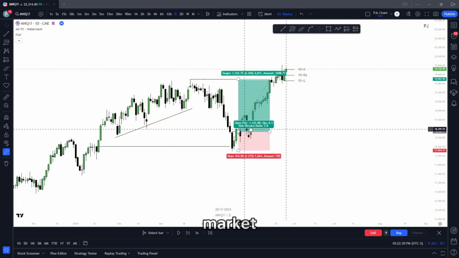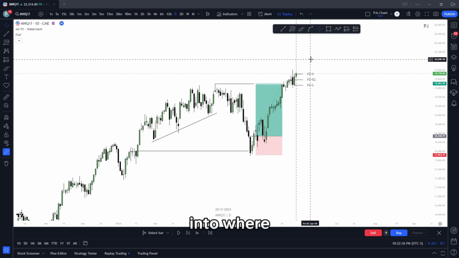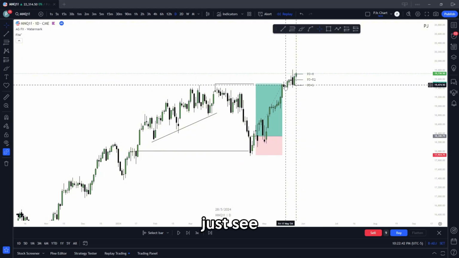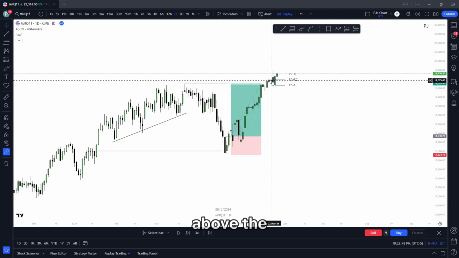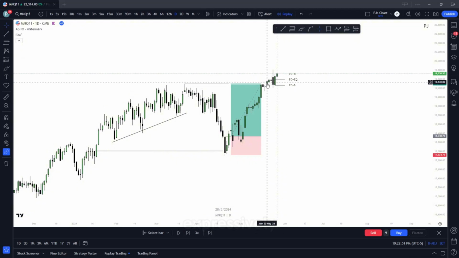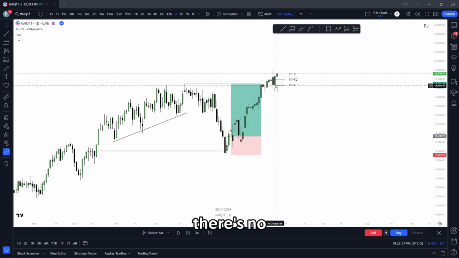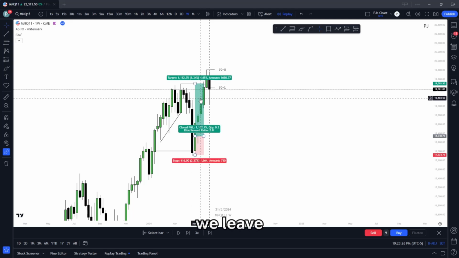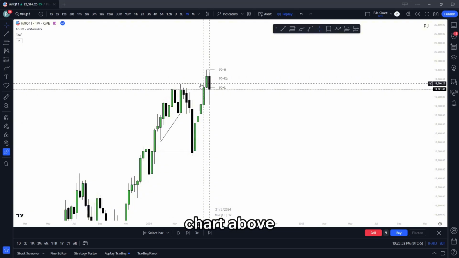Often in an expanding market, when we run above these highs and it's at all-time highs, people have a fear of longing into where they have never seen price. In a situation like this, I tell you, we just see our reaction above our key high, see how we react, and if we don't react bearishly above the key high, reactively and very expressively, then from an accumulation, manipulation, distribution standpoint, there's no reason that we should stop just at the high. We can see, then we come to our higher time frame chart, and what do we notice? We leave a weekly fair value gap after reaccumulating on the daily chart above our old high.